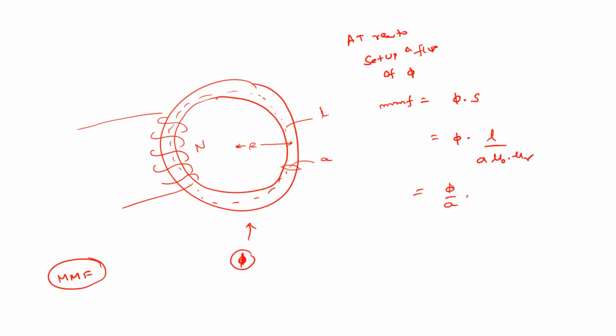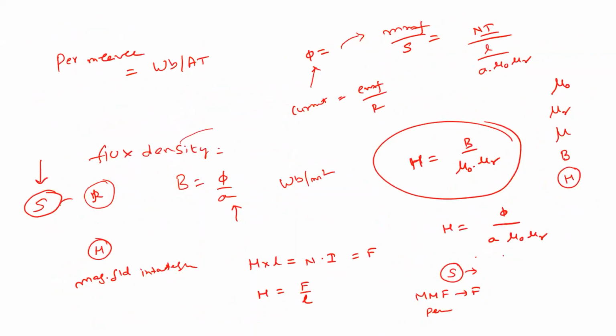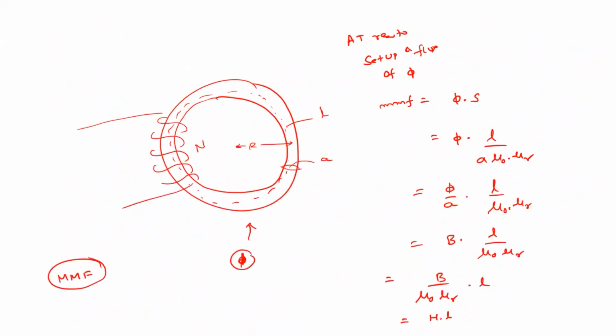What is phi by A? Flux density, that is B, right? So B into L by mu naught mu R. What is B by mu naught mu R? Magnetic field intensity, H. So H into L. Clear? So this is what we derived: H into L is equal to MMF. Clear?